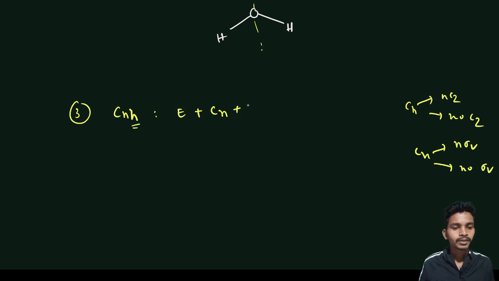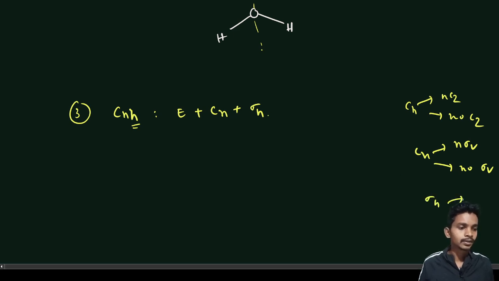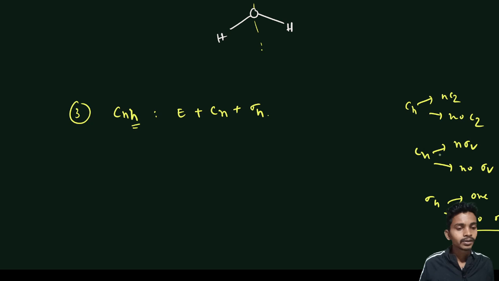Here H is present, meaning definitely sigma h is present, and we know that for sigma h, either 1 sigma h is present or no sigma h. If sigma h is present, then only 1 sigma h is present, no more. So Cn is present, then sigma h is present or not. Since sigma h is already present, sigma v is not present. Okay, so let's take examples.